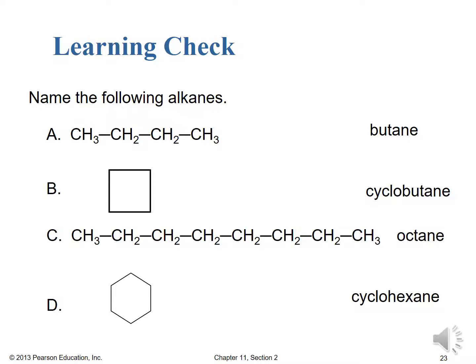C, now we have 8 carbons total, and it's all in a straight chain, so we call that octane, right? Oct being the prefix for 8. And then finally, D is our classic hexagon. Because it is a ring, we need the cyclo prefix. Because it is 6 carbons in the ring, it gets the hex. And because it's just carbons and hydrogens all saturated, it's an alkane, so it gets the ANE ending.